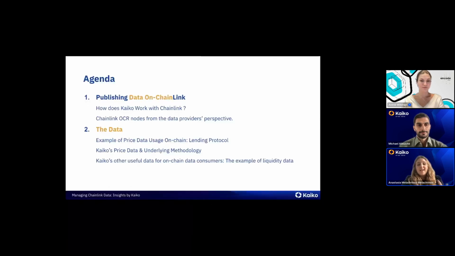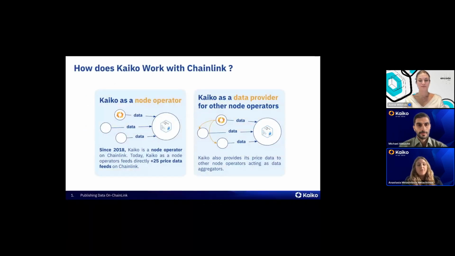Kaiko works two ways with Chainlink. We first act as a node operator, which means that we publish data directly on the blockchain. This data is price data, and we provide it today for more than 25 crypto pairs. We have worked with Chainlink this way since 2018, 2019, so we're pretty much one of the first node operators in the Chainlink ecosystem. But we also help other node operators to publish data on chain by providing them our data.